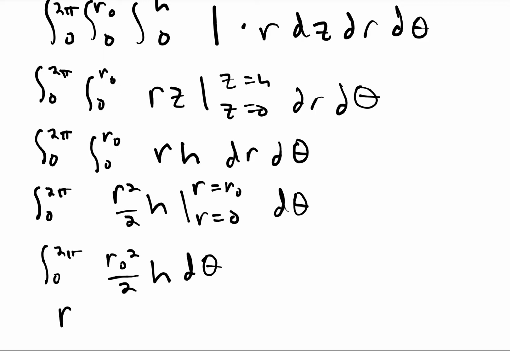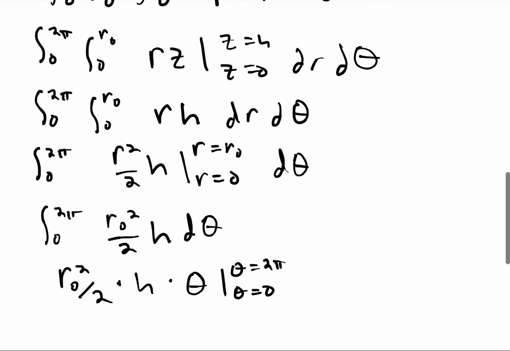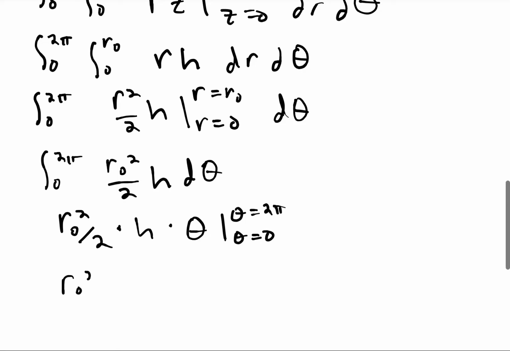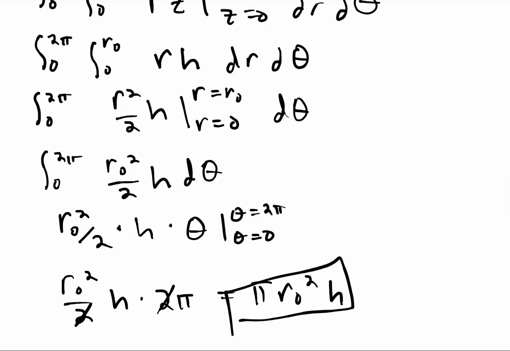So I've got r naught squared over 2 times h times theta, evaluated between theta is 0 and theta is 2 pi. When I go to substitute that in, well, r naught squared over 2 times h times 2 pi. After my cancellations here, notice I've got pi times r naught squared times h. And this is exactly what you would expect for your formula for a cylinder. Okay?